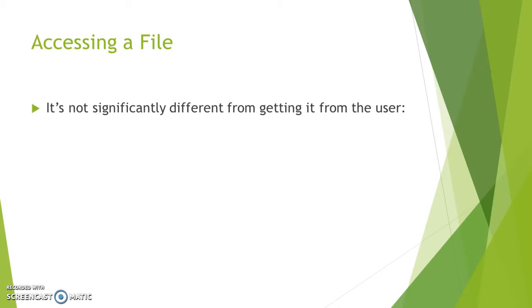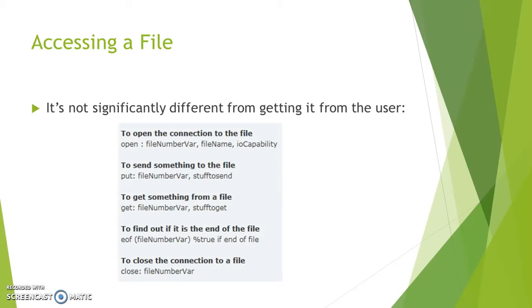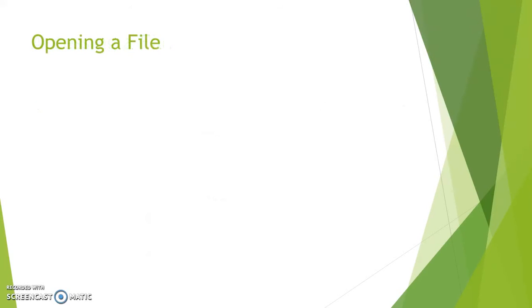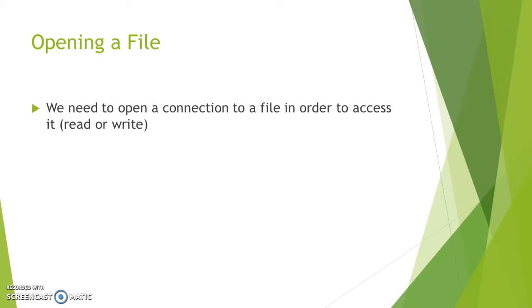So really, pulling information from a file is not significantly different than accepting it from the user's input. We have to open a connection to the file. We have to send something to a file through a file number variable. We have to retrieve it using a get command. If we're retrieving a list, a very important thing can be figure out if you've reached the end of the list. And we can close the connection to a file in order to allow it to be available for other applications by using a close command. So there's a very few simple commands that we can use. Now let's illustrate these in a bit more detail.